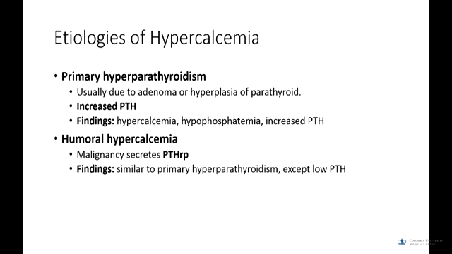Primary hyperparathyroidism is the most common one, and this is usually due to parathyroid adenoma, sometimes hyperplasia, but adenoma is most common. You would see increased PTH on labs, and you would find that the actions of PTH would lead to hypercalcemia, hypophosphatemia. You can also have something called humoral hypercalcemia, and this is when a malignancy secretes PTHrP, which is a peptide that's very similar to PTH, and you would have basically the same findings as primary hyperparathyroidism, except you would have low PTH.